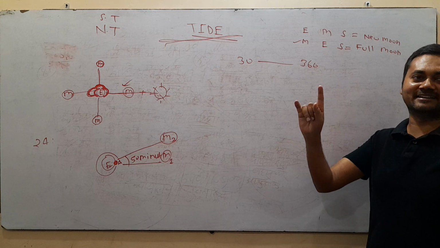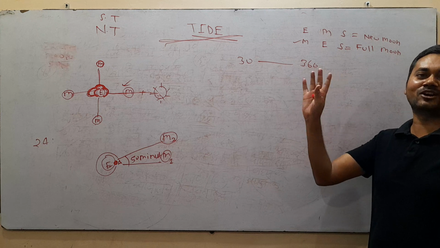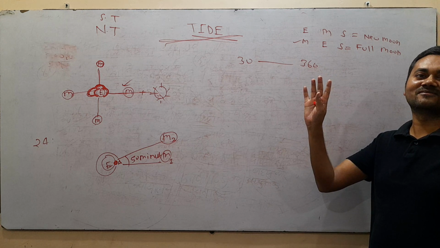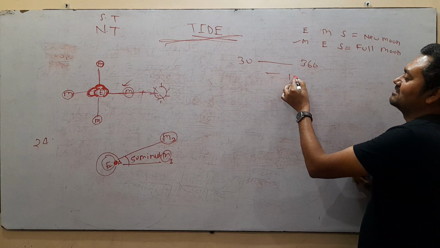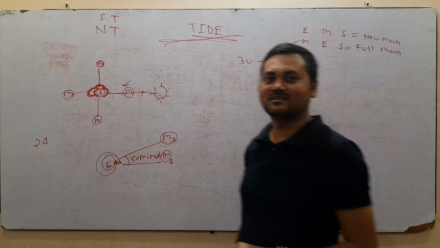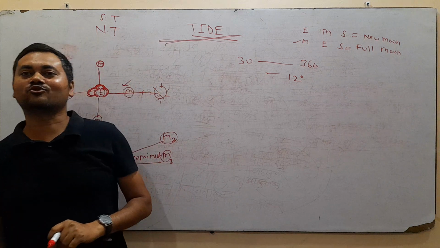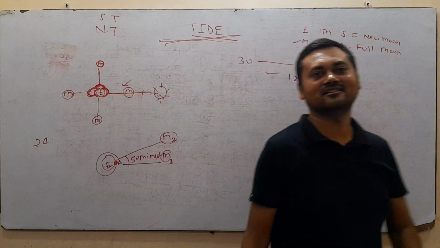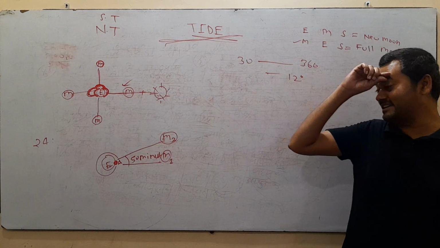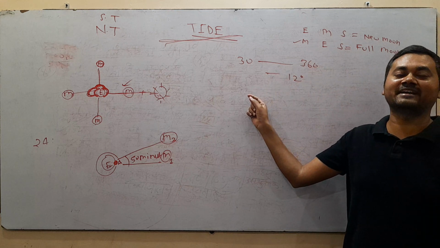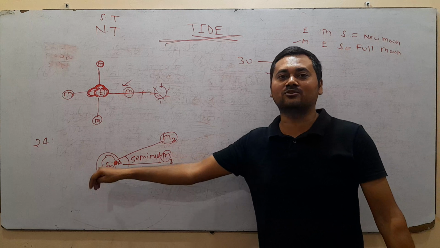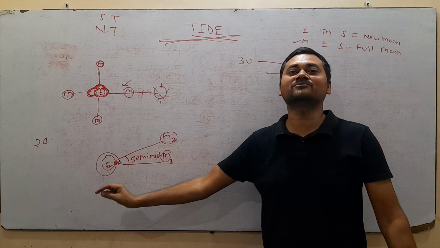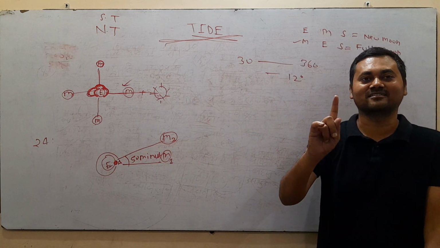So in one day, how many degrees? 360 by 30. Yes, so it will be 12 degrees. In one day, 12 degrees. Why am I calculating for one day? Because the time period is 24 hours, and 24 hours is equal to one day.